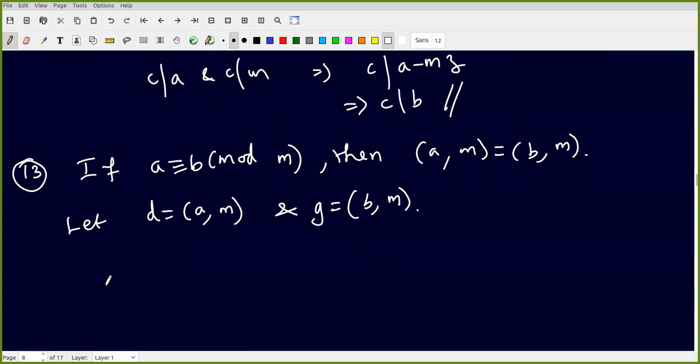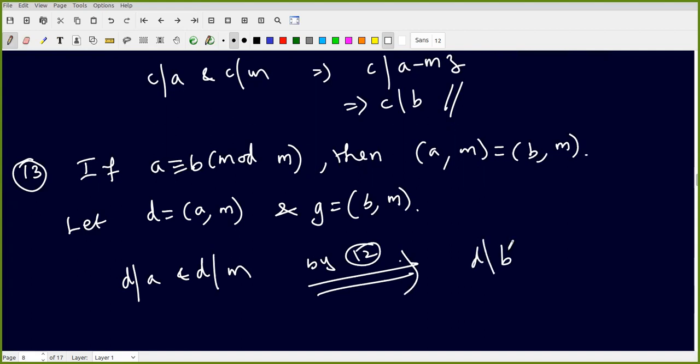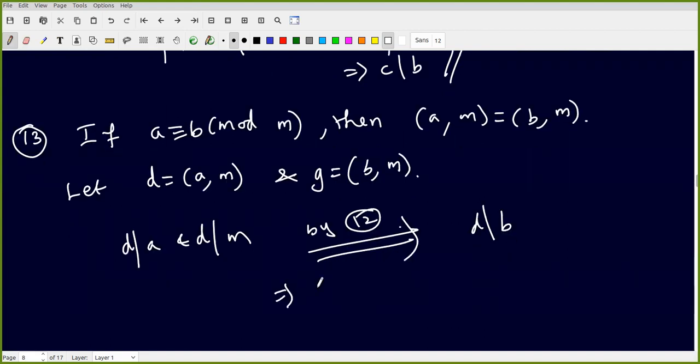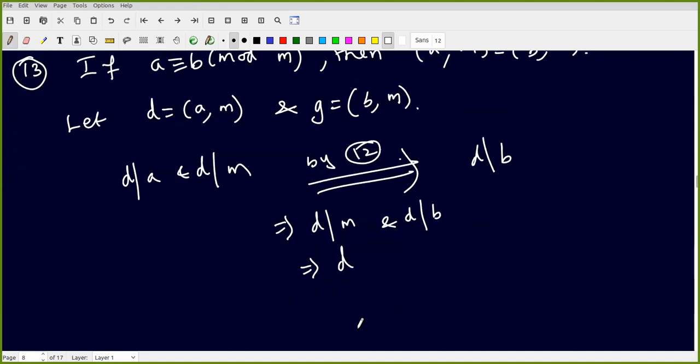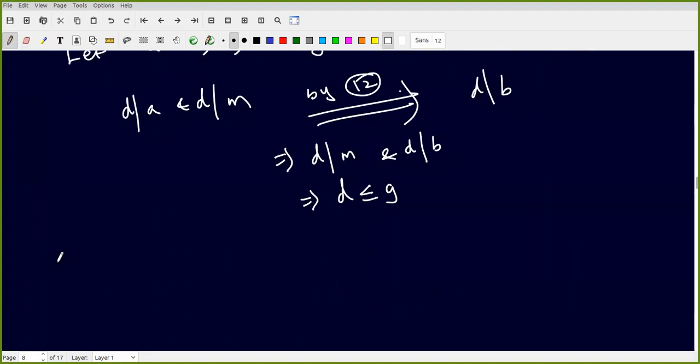We use the previous property. Since D is the GCD of A and M, D divides A and D divides M. By 12, D divides B. So D divides M and D divides B, which means that D is a common divisor of M and B, but G is the greatest common divisor of M and B. Also, G divides B and G divides M, which implies that G divides A by property 12.